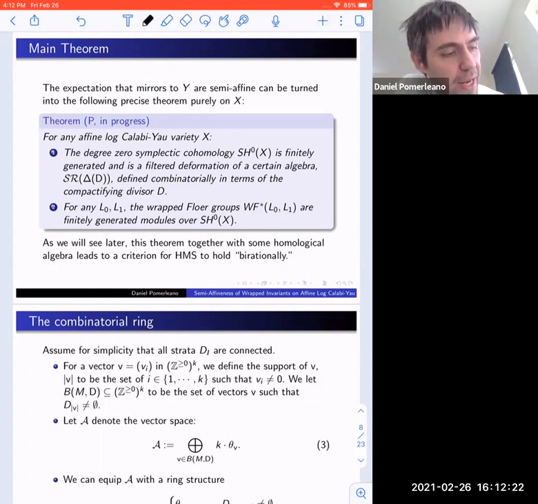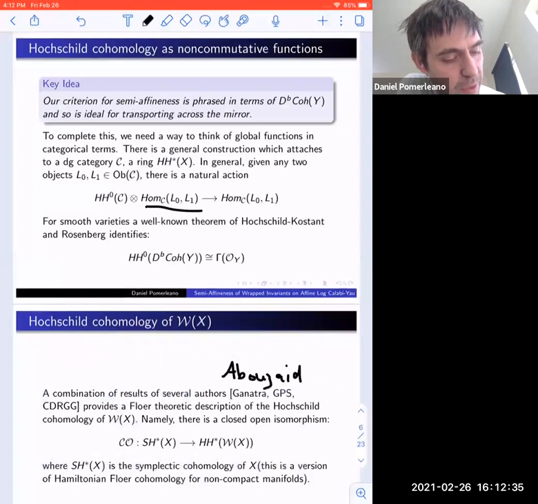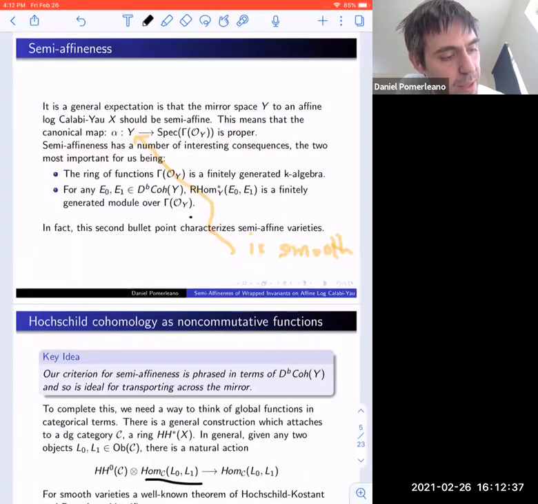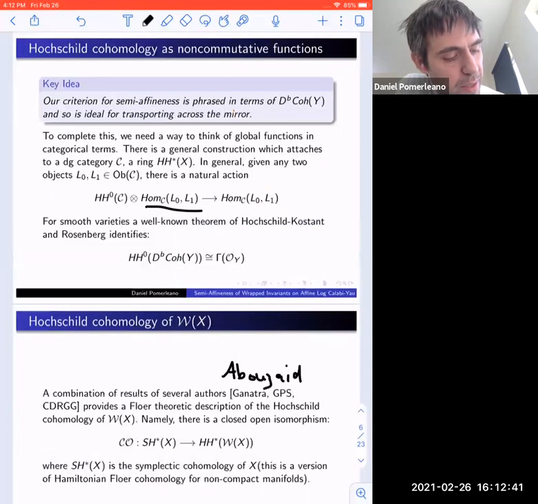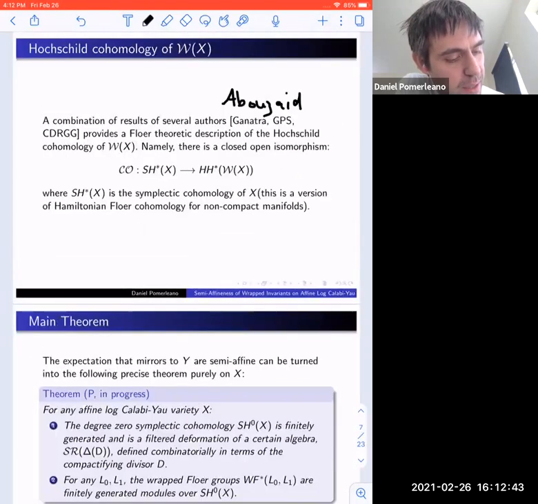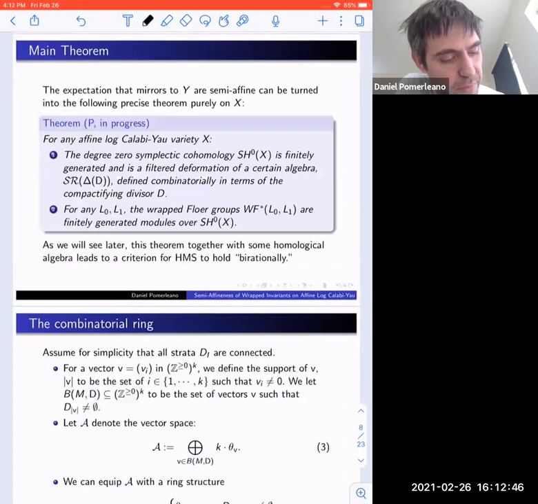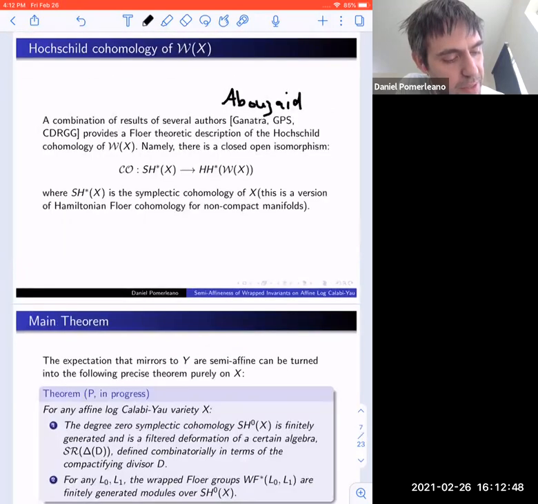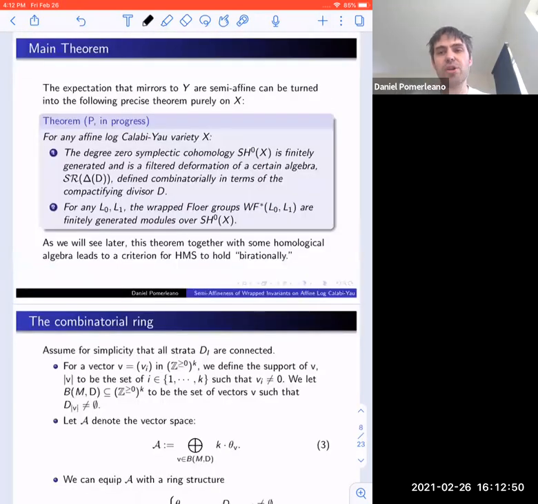Then for any two cylindrical exact Lagrangians, the wrapped Floer groups are finitely generated modules over SH naught of X. This is the analog of part of the second bullet point that I was talking about. And statement 1 is the analog of the first bullet point: the ring of global functions is finitely generated.